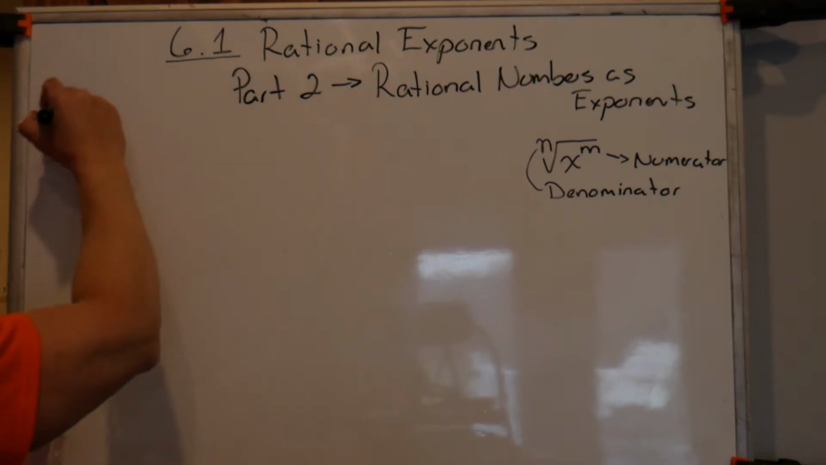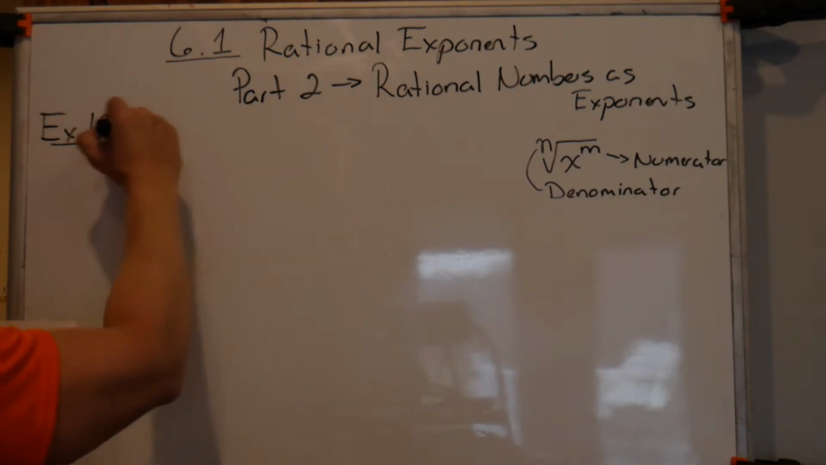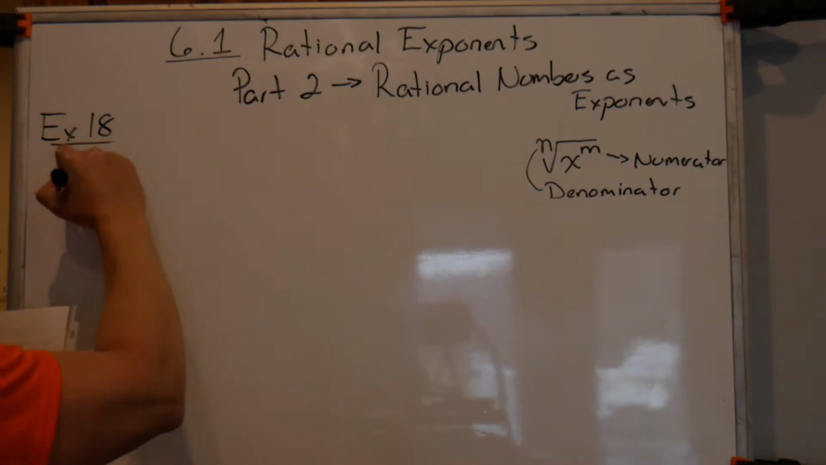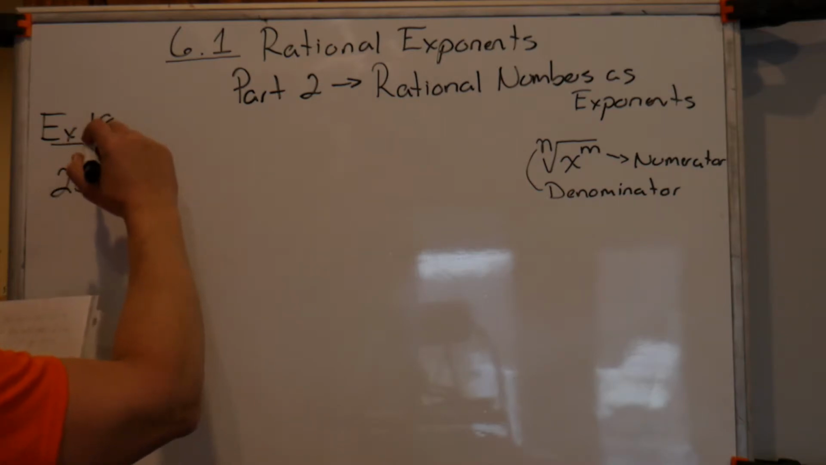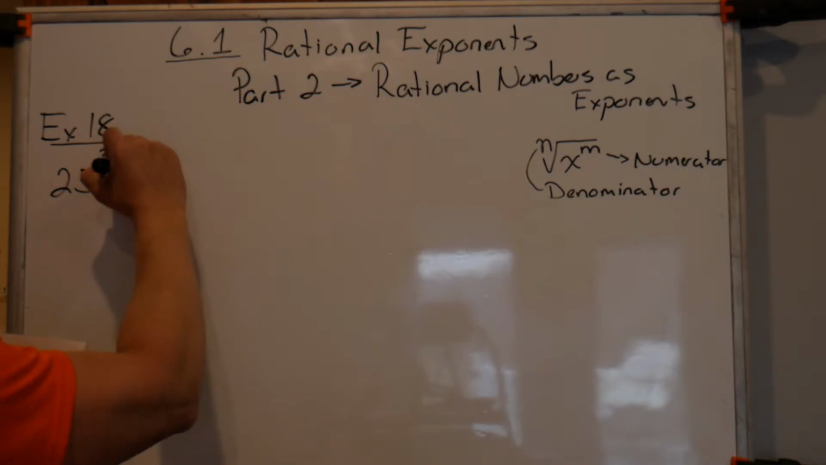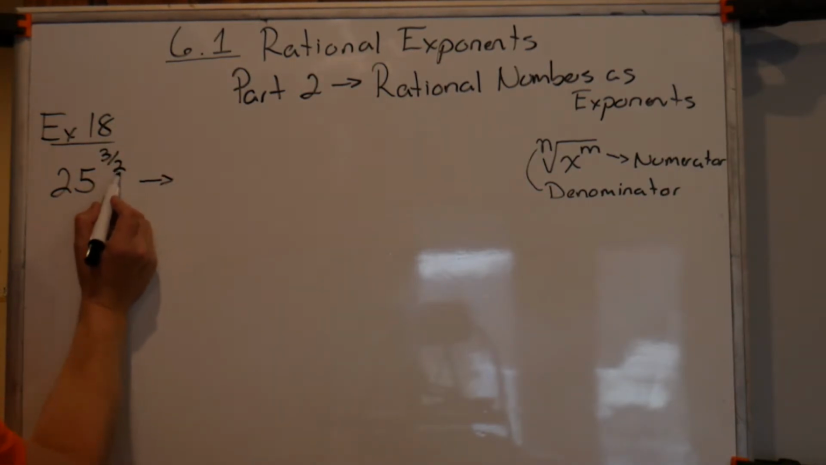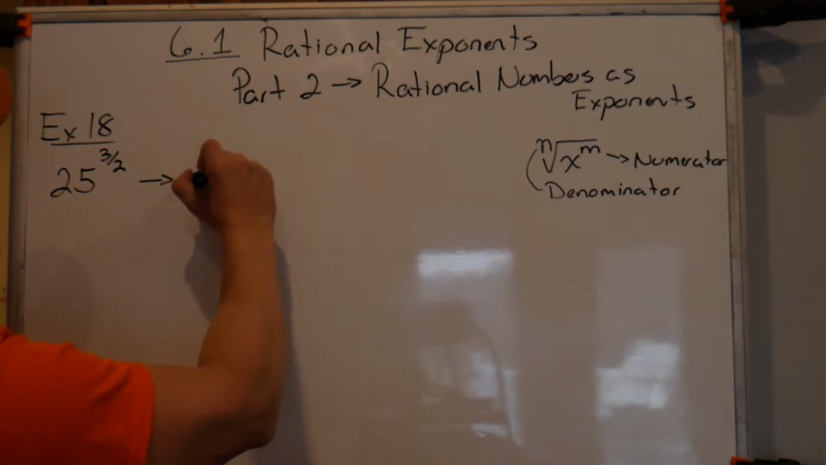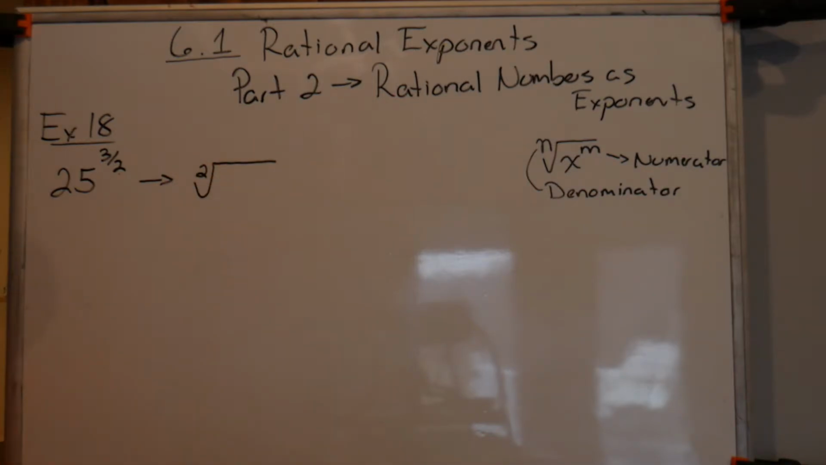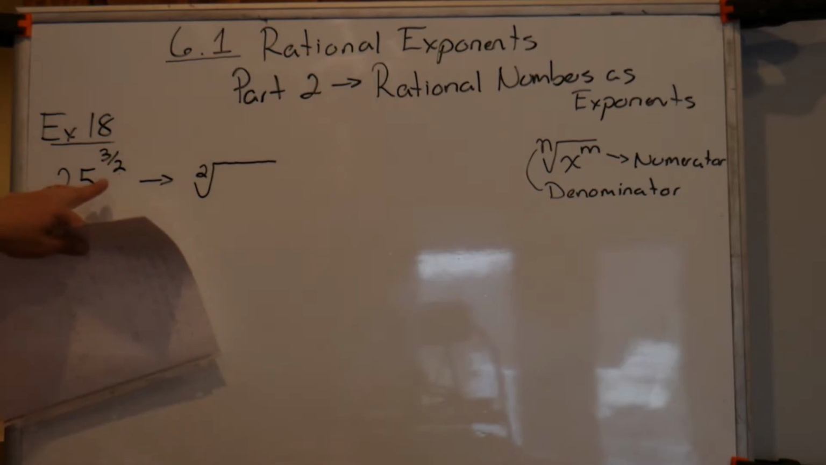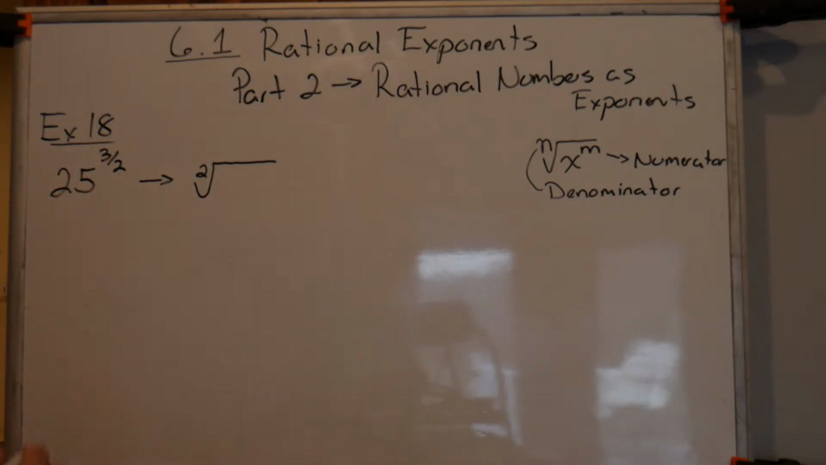We'll do example 18. Example 18, simplify as much as possible. That's what their directions say. Simplify as much as possible. This denominator becomes my index. I'll write it in this case so we can see it. Becomes my index.